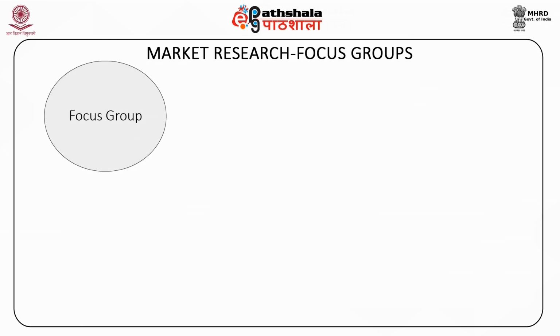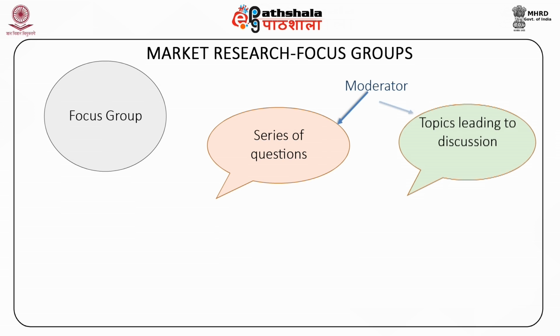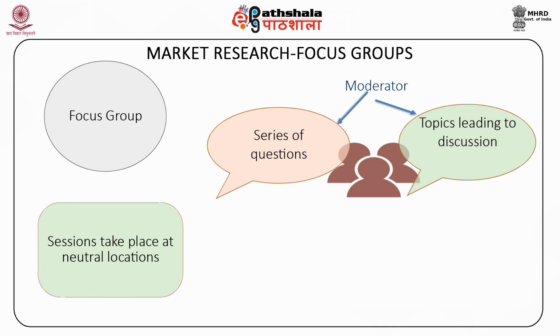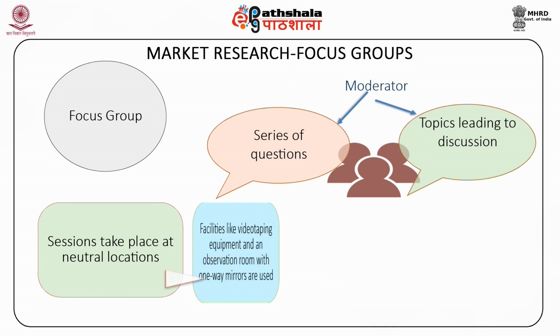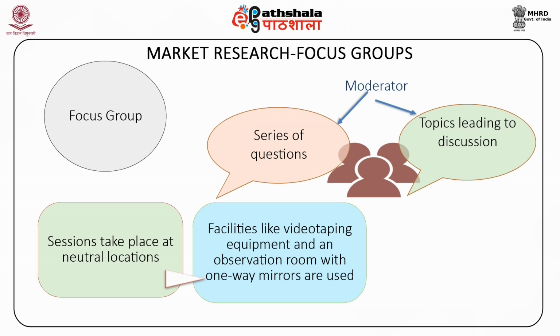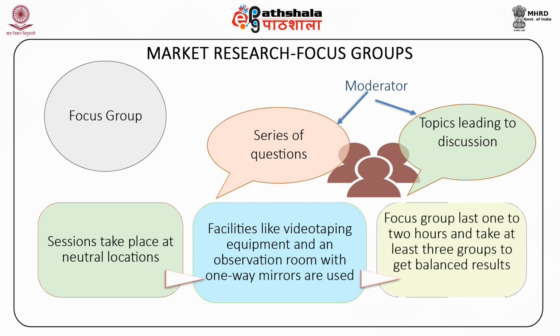In focus groups, a moderator uses a scripted series of questions or topics to lead a discussion among a group of people. These sessions take place in neutral locations, usually at facilities with videotaping equipment and an observation room with one-way mirrors. A focus group usually lasts 1 to 2 hours, and it takes at least 3 groups to get balanced results.